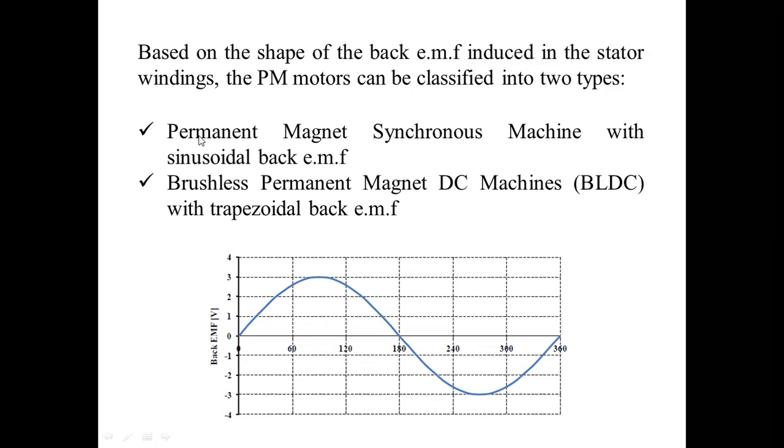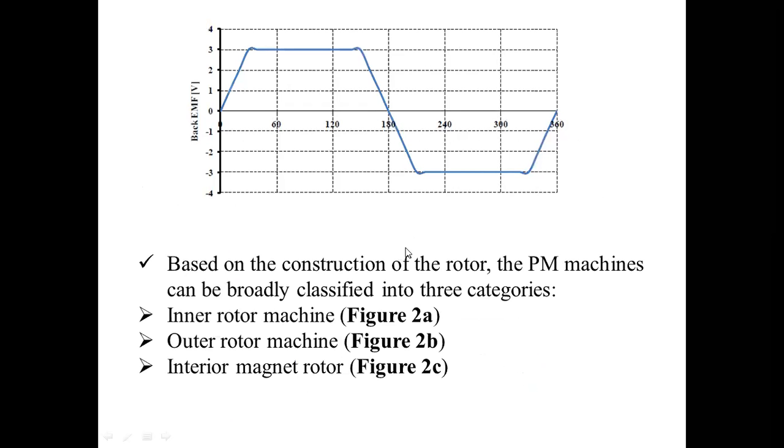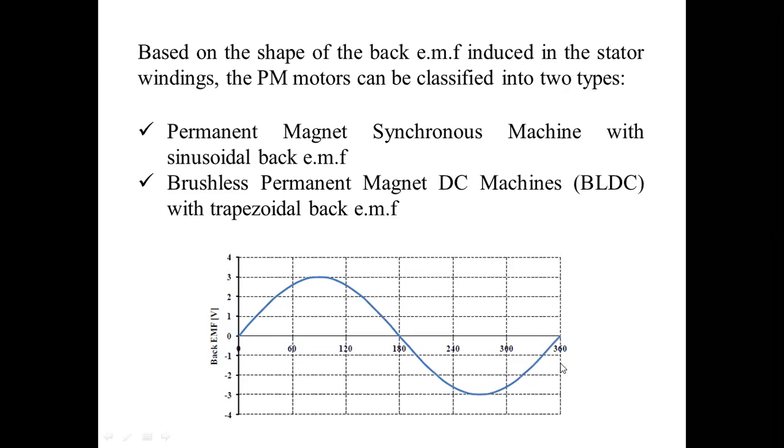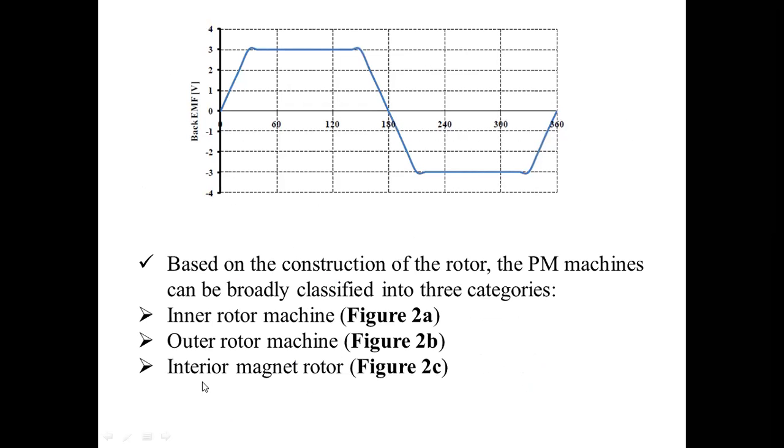That is, the first one is a permanent magnet synchronous machine with a sinusoidal back EMF, and the next one is a brushless permanent magnet DC machine with a trapezoidal back EMF. These two conditions we consider. BLDC, the brushless DC motor, is a brushless permanent magnet DC machine with a trapezoidal back EMF. These are the practical ones. The sinusoidal is the normal one, and this is the practical one we observe.